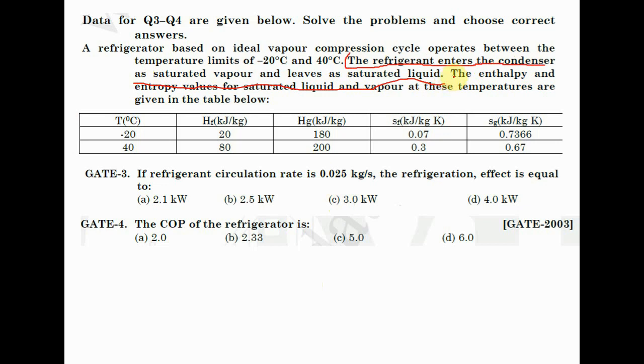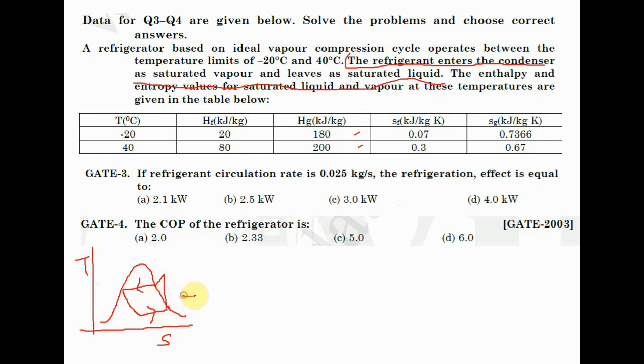Then the enthalpy and entropy values they have given in the table for -20 as well as 40 degrees Celsius. Suppose this is the TS chart. Ideally it will go on the top. This is the general TS diagram of the vapor compression refrigeration cycle. This is the entropy, this is the temperature. This is the anti-clockwise cycle. But here, if you read this line, the refrigerant enters the condenser as saturated vapor.